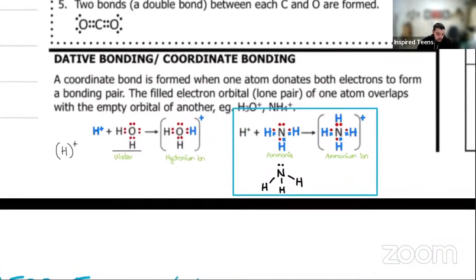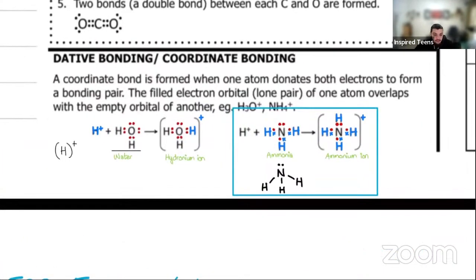Okay, let's have a look. Let's just go through dative covalent bonding one more time. A coordinate or dative bond is formed when one atom donates both electrons to form a bonding pair. The filled orbital, the lone pair of one atom, overlaps with the empty orbital of another. Examples: H3O plus, NH4 plus. Those are the main examples that you need to know.